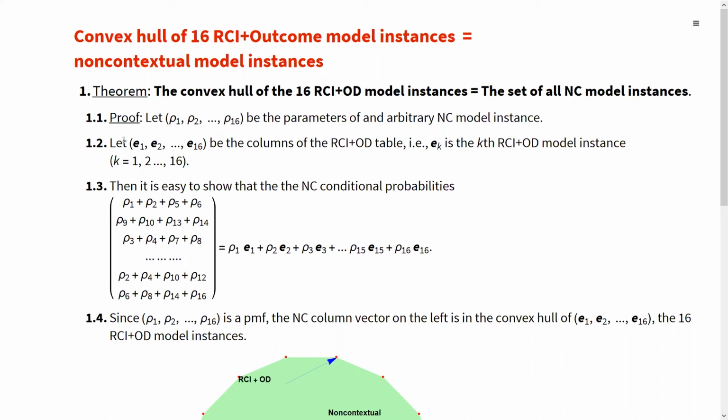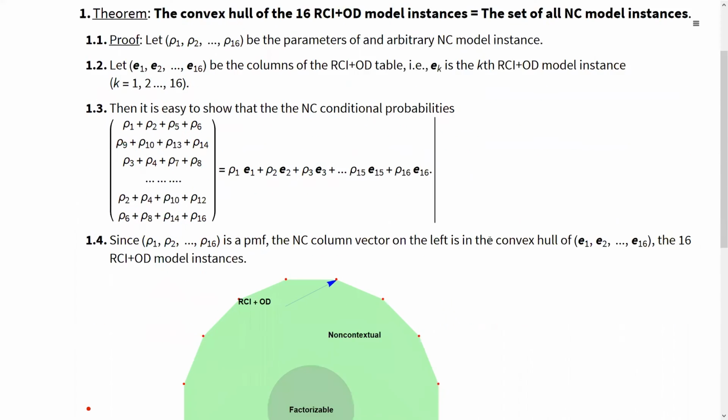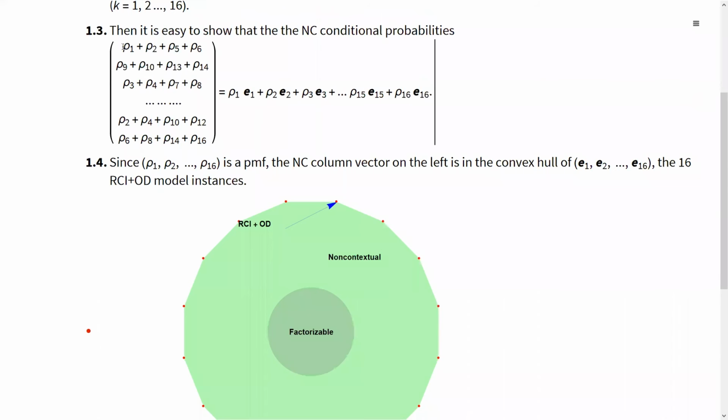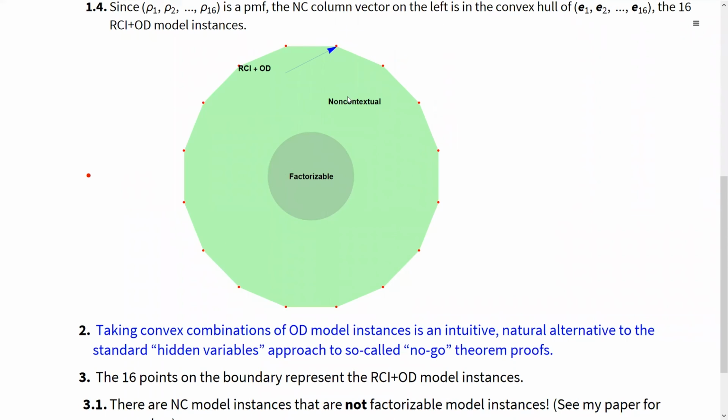In other words, if you take the columns in the table of the 16 RCI plus outcome deterministic model instances, you combine them with any PMF, the row Ks are non-negative numbers which sum to 1. So this is a convex combination. You get a vector of conditional probabilities, which is exactly the list of the non-contextual conditional probabilities. Magic. In other words, non-contextuality and factorizability, this is just a schematic picture. It's meant to be kind of like a convex polygon, and this is the interior of it.